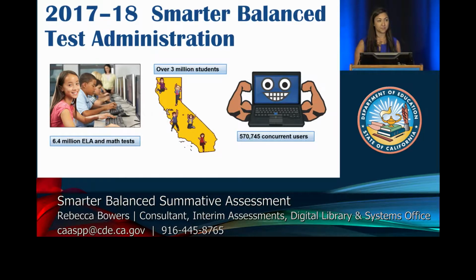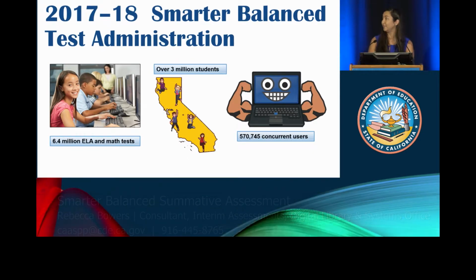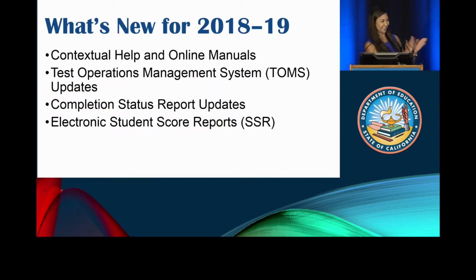A total of approximately 6.4 million math and ELA tests were completed cumulatively, with over 3 million students completing a summative assessment this year. Something to be proud of. On May 8th, 2018, the CASP had its highest concurrent users with a total of 570,745 students. So yes, give a round of applause.